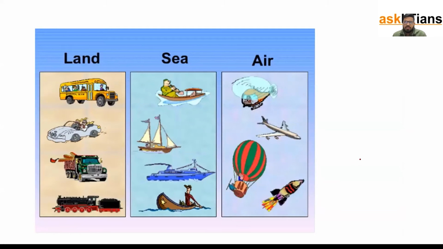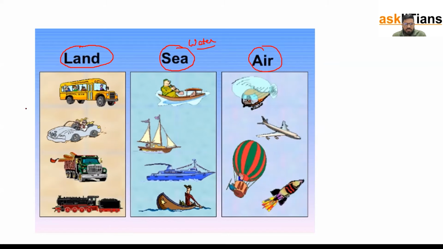Now, there are basically three means of transport we use. First is on land, which we use to travel on land from one place to another. Another mode of transport is sea, or you can say water. And the third one is air. In air we travel as well.